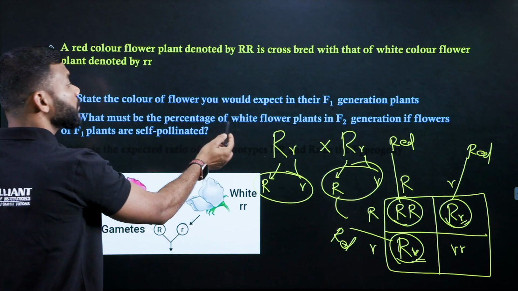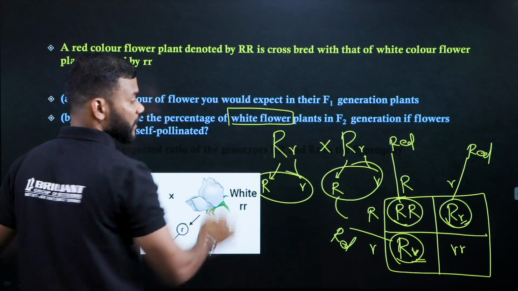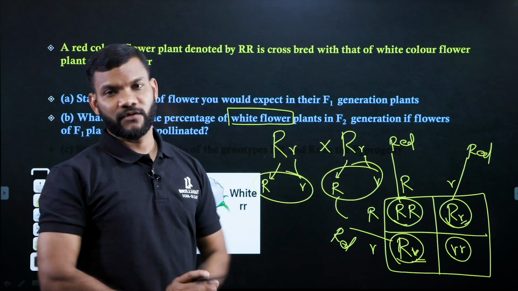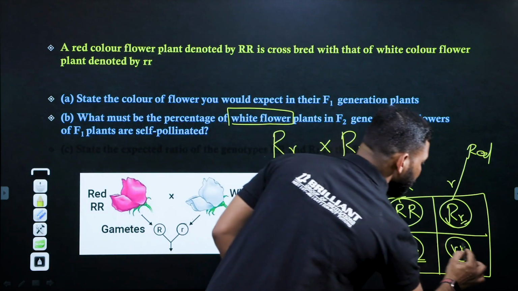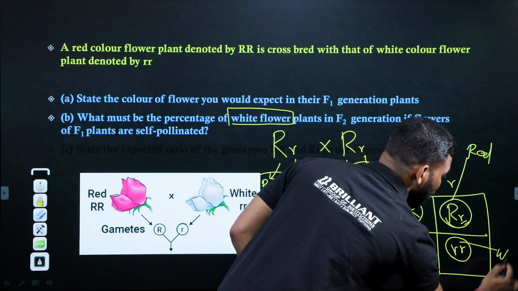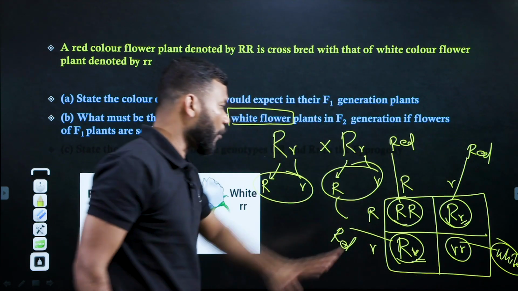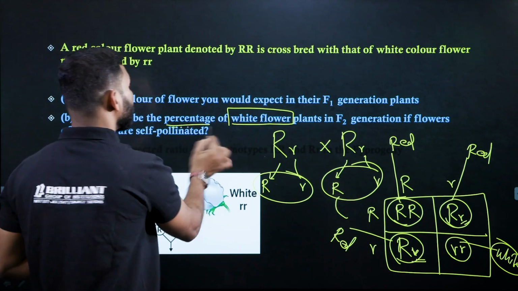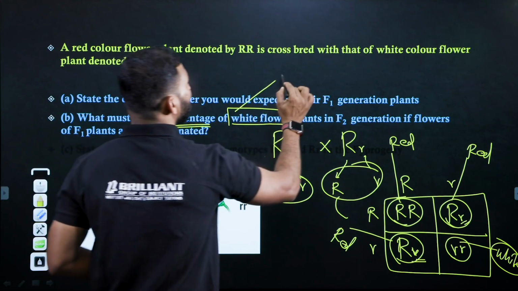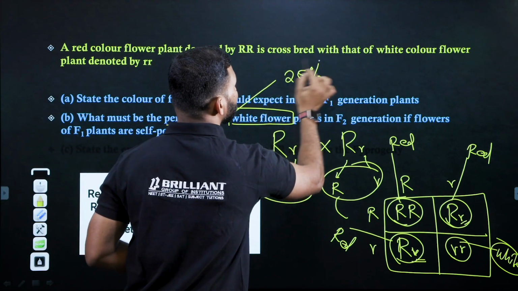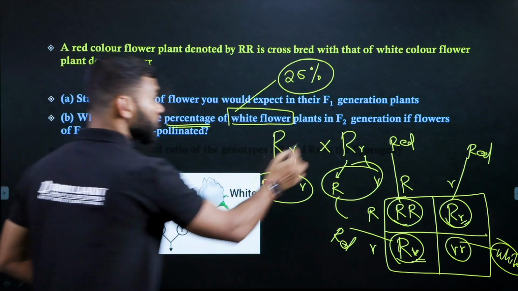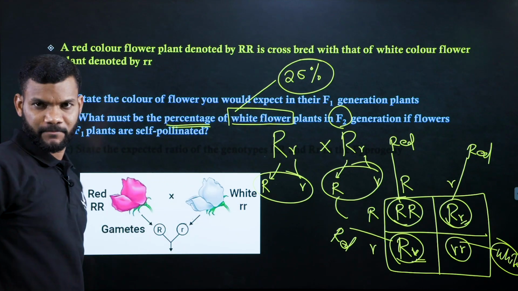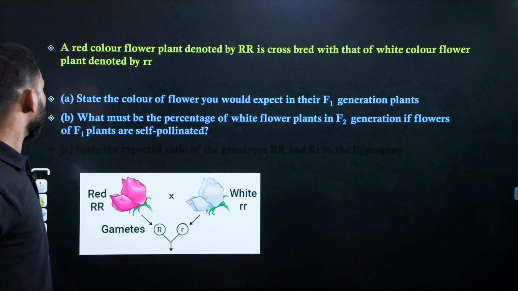Now, the question is, what must be the percentage of white flowers? Can you tell me where both the alleles are for white flower? This is the only one flower which we can see with white. So, out of the 4, we have only one white. That means what will be the percentage? One white flower means the percentage will be 25% white flower. In the F2 generation, we will be getting only 25% of that. Clear? So that answer is clear. Let us go for the next question.